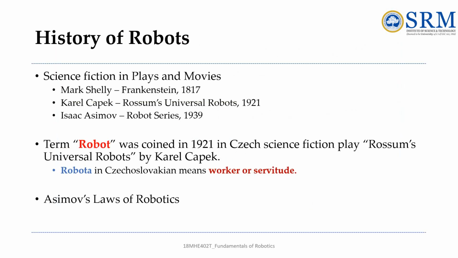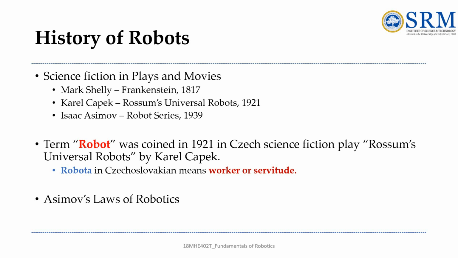So first we'll see what is the history of robots. Science fiction has explored the concepts of robots and artificial beings in various plays and movies. For example, in Mary Shelley's 1817 novel Frankenstein, the idea of creating artificial life is introduced. Then in 1921, Karel Capek coined the term robot in his Czech science fiction play Rossum's Universal Robots, where a robot means a worker or servitude in Czech.